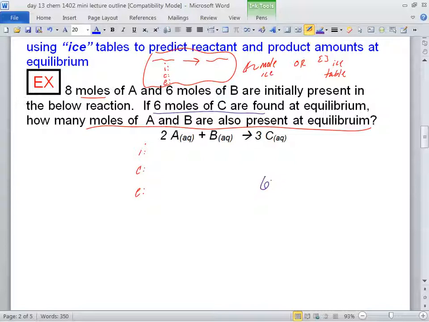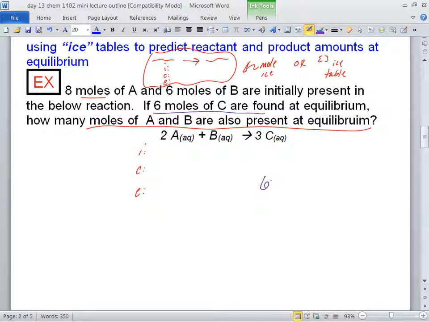Oh, should we write 6 to the 3rd? I don't know. I'm just trying to be devil's advocate here. Remember, the E row is the answers. How many moles of C are at equilibrium? 6. So you better write 6. This is a common mistake. I don't know why people do it. Right? It's 6. So write 6. Okay. Those stoichiometric coefficients don't matter, at least in this row.